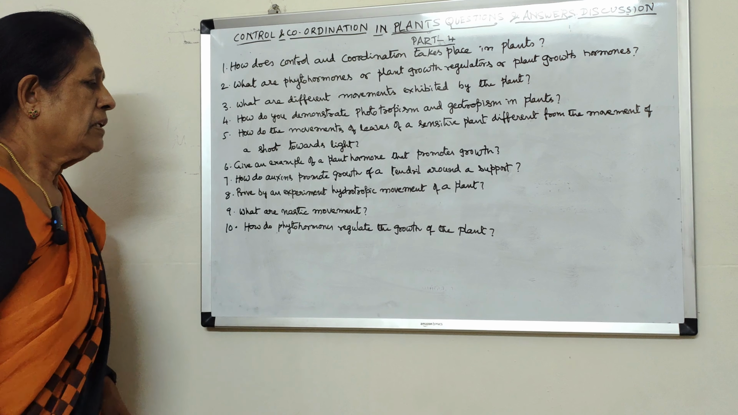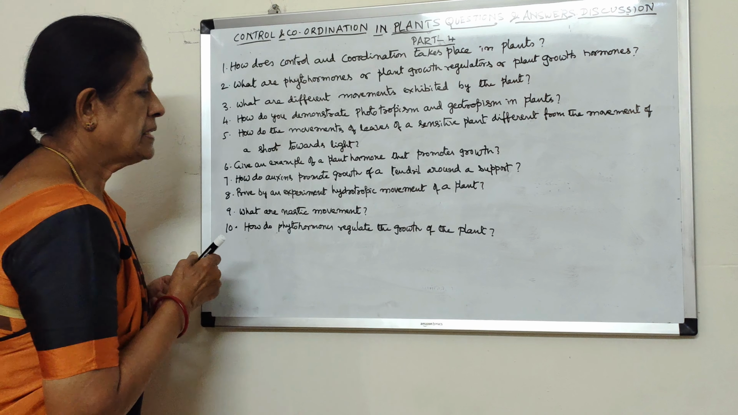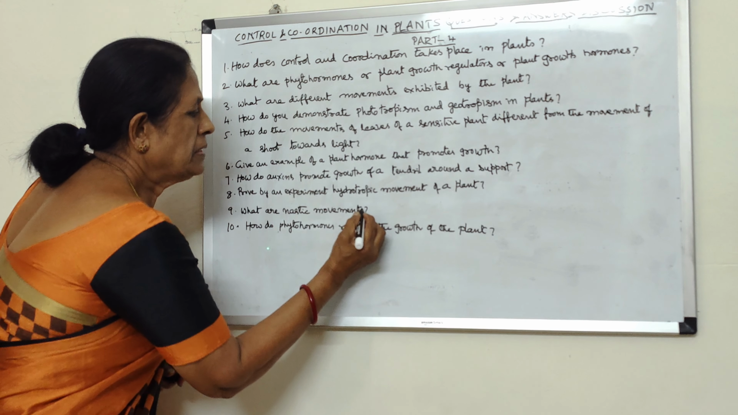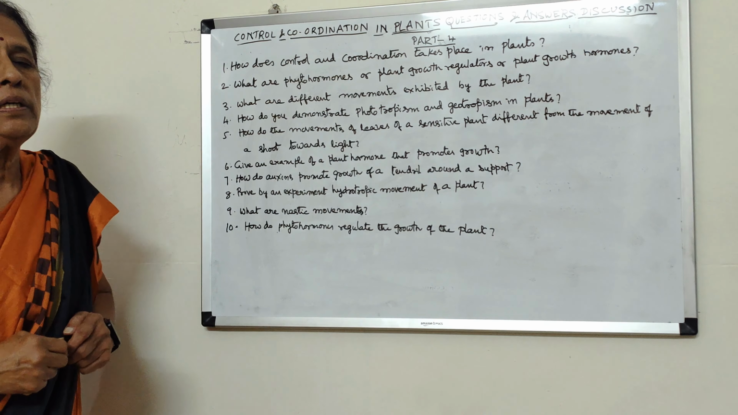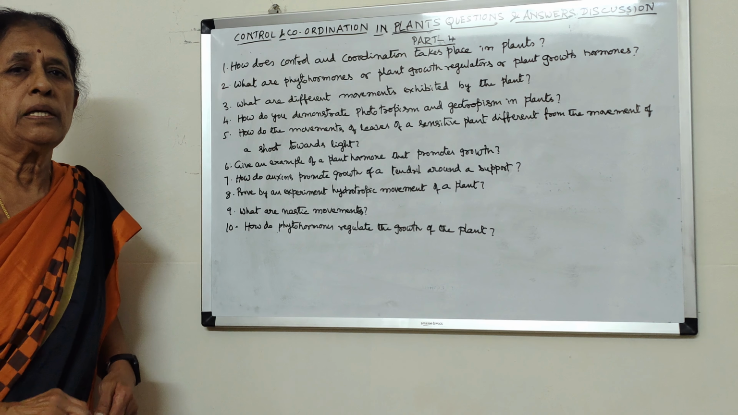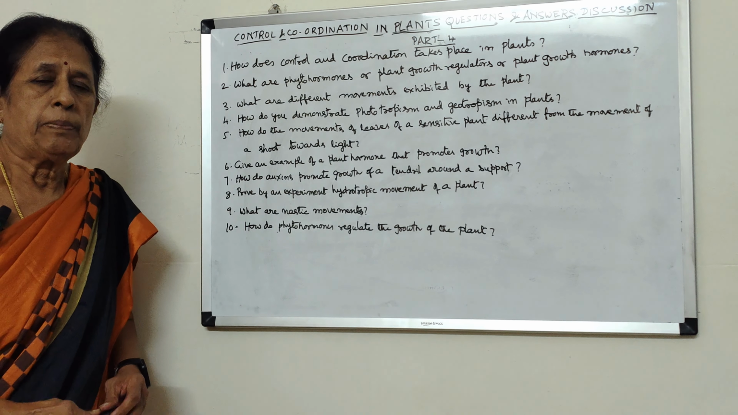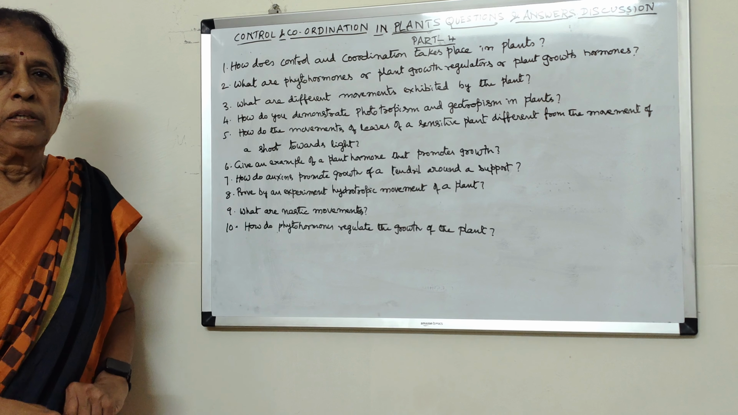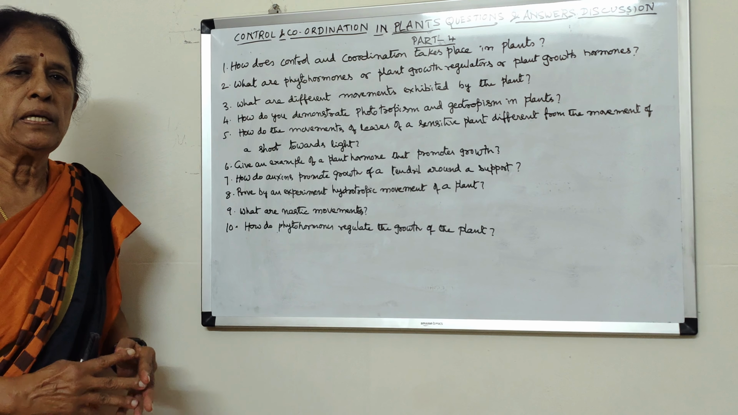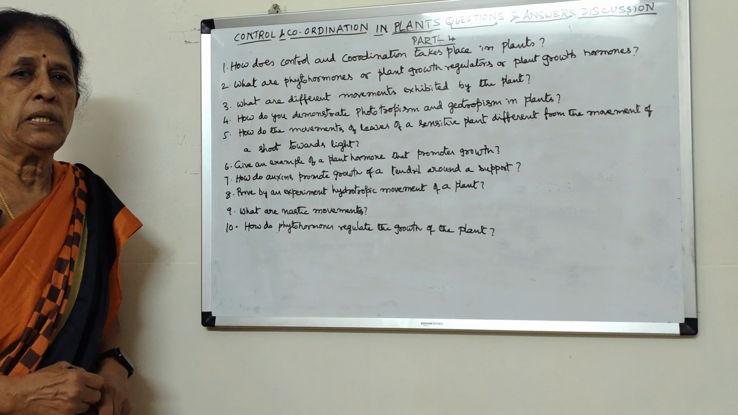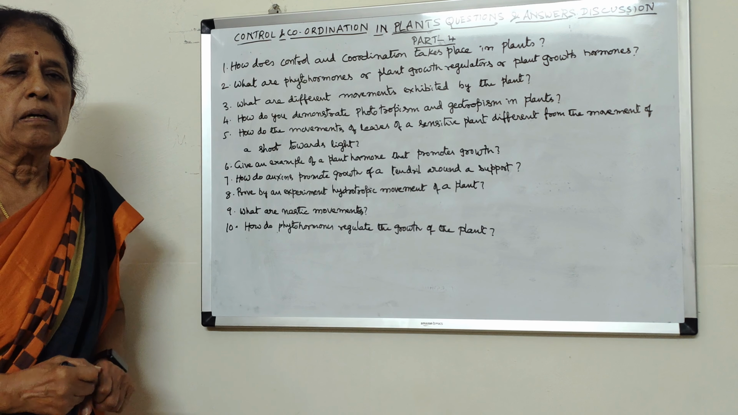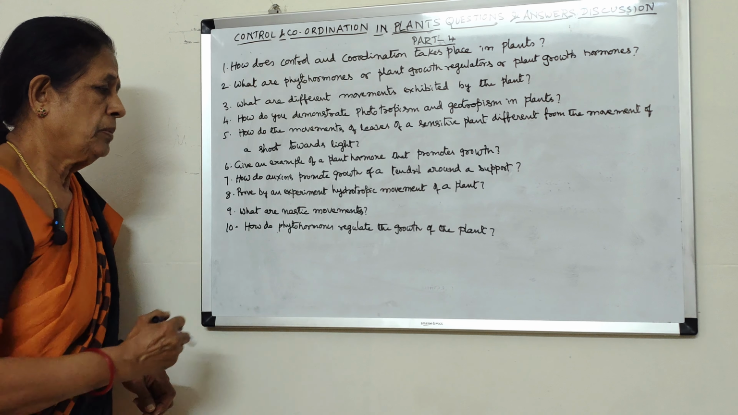And what are nastic movements? Nastic movements are the movements which are non-directional to the stimulus. That means they do not act in a particular direction. For example, when we touch the touch-me-not plant, the leaves will close, and after some time the leaves will come back to normal position. The movements with no direction are called nastic movements.